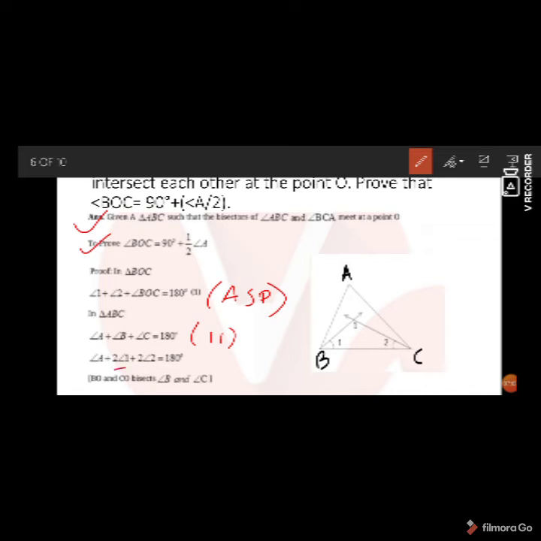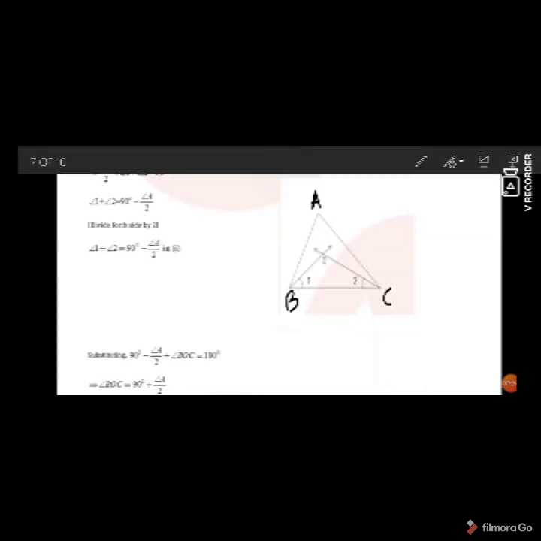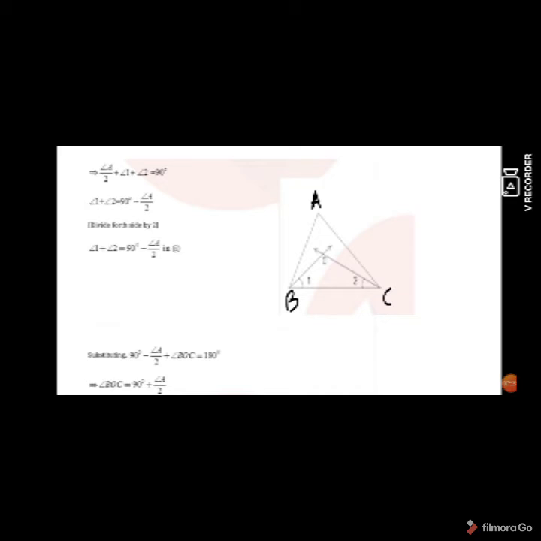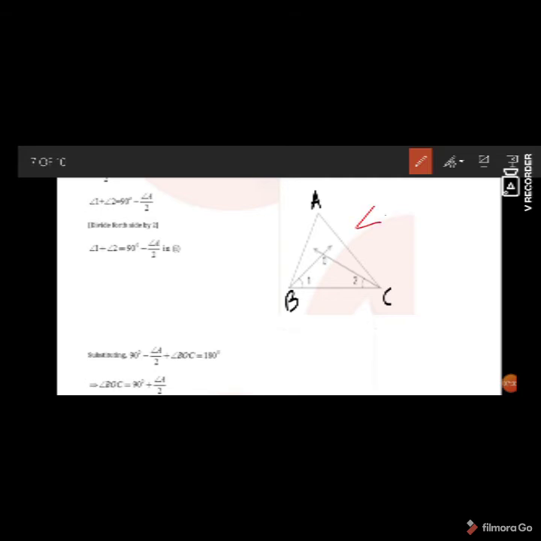So we can write 2 times angle 1. Again angle C can be written as 2 times angle 2, as OC is bisecting the angle ACB. The reason is written: OB and OC bisect angles B and C. Now the whole equation we got is angle A plus 2 times angle 1 plus 2 times angle 2 is equal to 180 degrees.